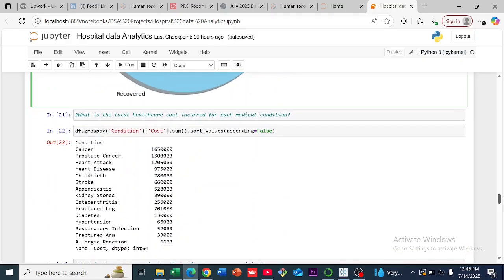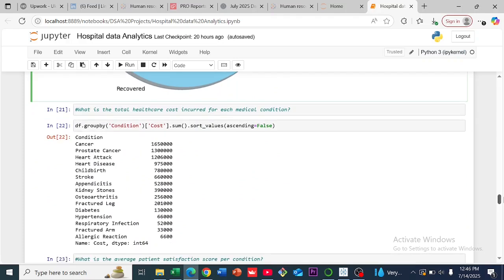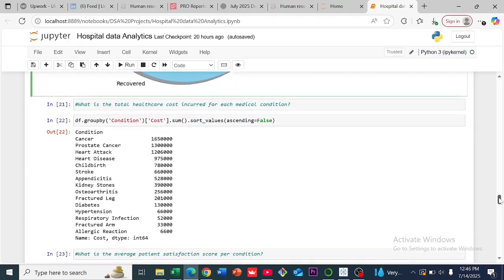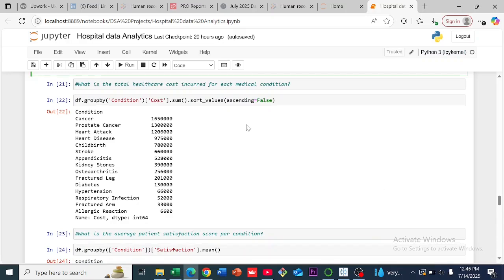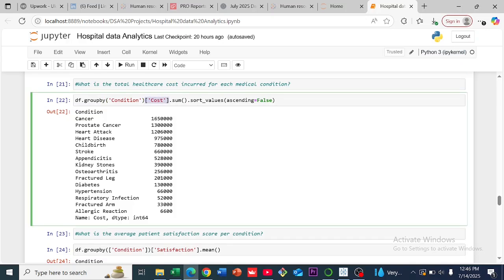So the next question we'll be answering is, what is the total healthcare cost incurred for each medical condition? And to do this, we'll be using the dot groupby method once more. You can see that using groupby and value counts are important ways where you can get a whole lot of information from your data set. So calling the dot groupby on the condition column and calling the dot sum summary statistic on our cost column is going to tell us the total amount that has been spent by all patients for these various conditions.